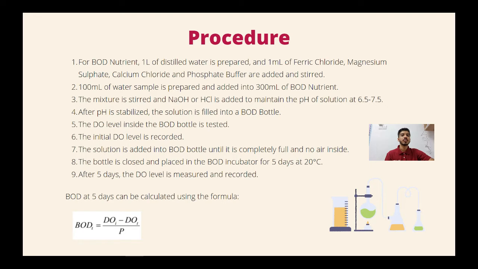Firstly, BOD nutrient is prepared using 1 liter distilled water and 1 ml of each of the reagents. Then 100 ml of prepared sample is added into 300 ml of BOD nutrient. After that the mixture is stirred and HCl or NaOH is added in order to maintain the desired pH. After settling, the solution is filled into a BOD bottle and the initial DO is recorded. The bottle, free of air, is kept in an incubator for 5 days at 20°C and after the 5th day, BOD is calculated using the formula below.